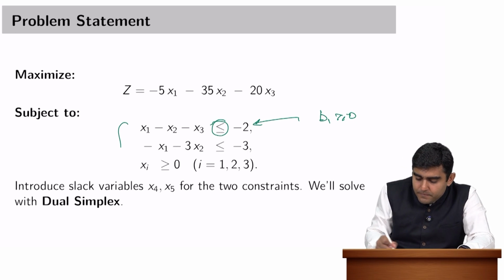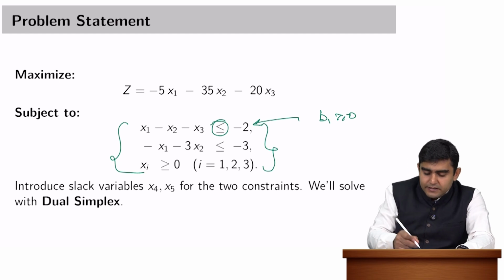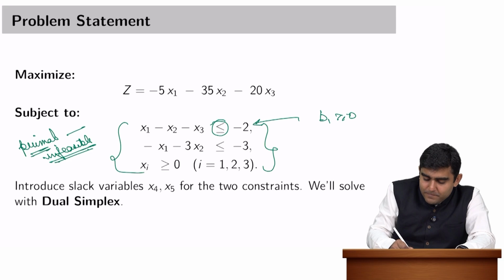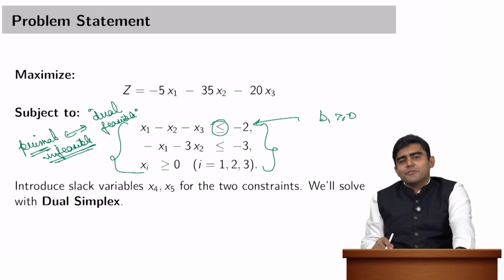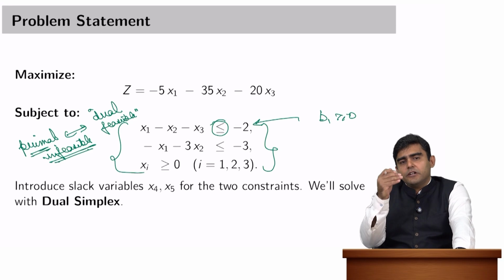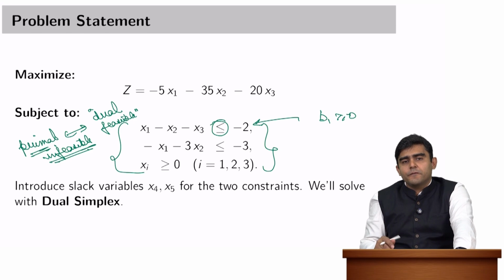So this problem, as stated, is primal infeasible, and every primal infeasible problem is dual feasible. And that is where we are going to take advantage of this primal-dual relationship. We will solve this example using the dual simplex method, because the primal we cannot solve. So we will go to the dual simplex method, and all the points about entering variables and pivot variables will become much clearer as we go forward.